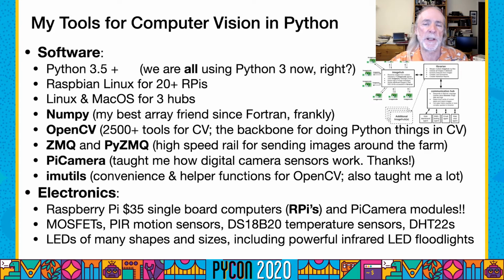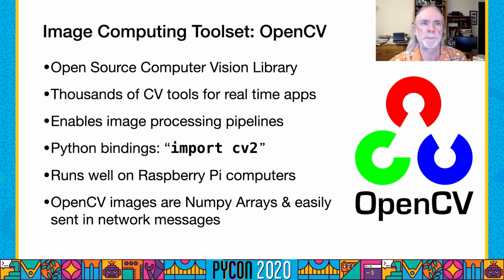I'm using ZMQ and its bindings PyZMQ to actually transfer images from computer to computer. I'm using the PiCamera, which I think is an astonishing device, not only for the hardware, but the software. The PiCamera module has taught me a lot about how digital camera sensors actually work. I'm also using a bunch of convenience libraries and functions. One I'll mention here is imutils. You'll see it in some of my routines. And then I'm using an array of electronics. I'm using Raspberry Pis as my main out there in the Internet of Things computers. And I'm using MOSFETs and sensors and temperature sensors, all kinds of electronics, which I tie together, mostly using the Raspberry Pi's GPIO boards.